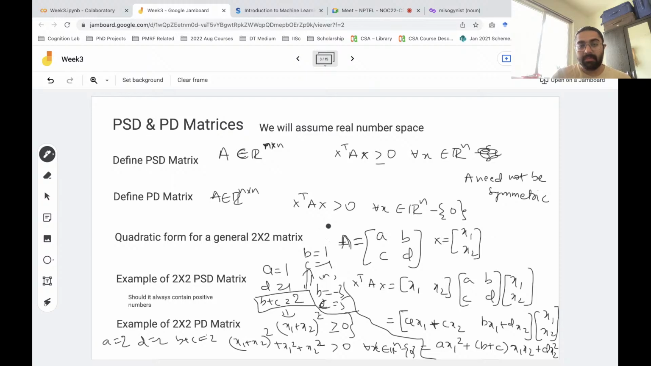And even then, for example, sometimes it may not be PSD or PD, because the idea is that when you get this form, it has to be more than 0 for all x in a PD and should be greater than or equal to 0 for all x in PSD. Is this idea clear? Any doubts here? No? All right, we'll move forward.